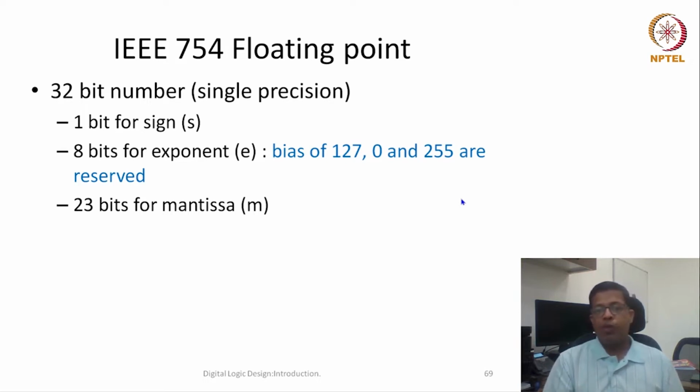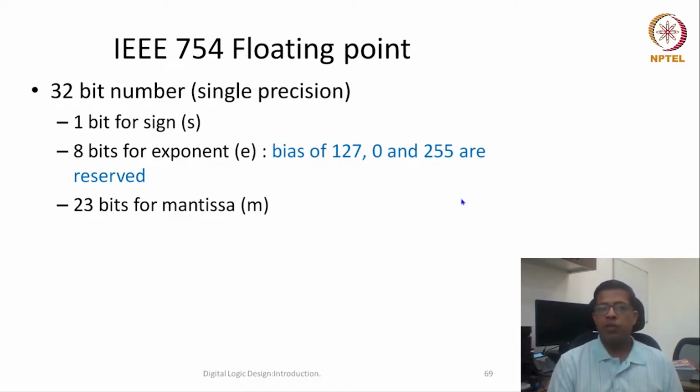So we are going to use this by default. If it is not said otherwise, we will by default use this IEEE 754 floating point standard. Let's say the number is 32-bit. In a 32-bit number, 1 bit is used for sign and 8 bits are used for exponent. Now, as we have seen in our previous slide, the exponent could be positive or negative. So we need to have some representation of negative numbers here.